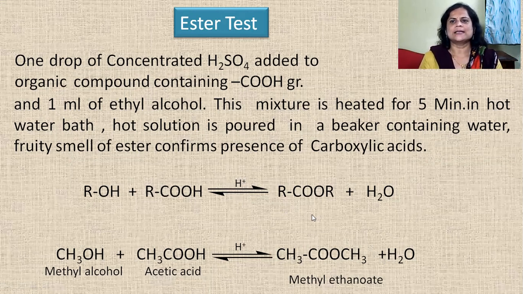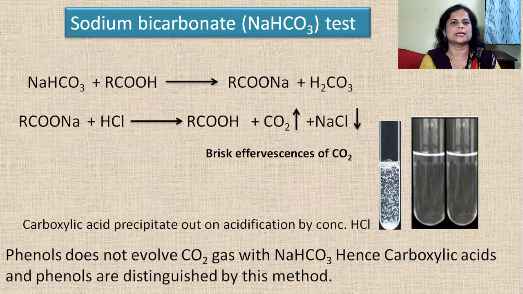Esters have a pleasant, fruit-like smell. So the fruity smell is the observation for the presence of acid, and it is due to the formation of ester. See the example for that reaction: methyl alcohol reacts with acetic acid, forming methyl ethanoate, which is an ester and gives the fruity smell. So this is the test for the presence of acid.